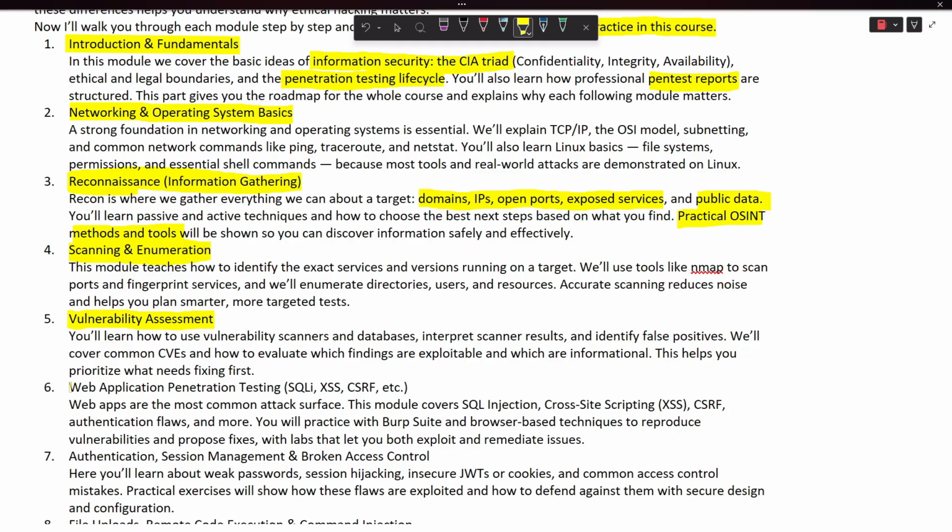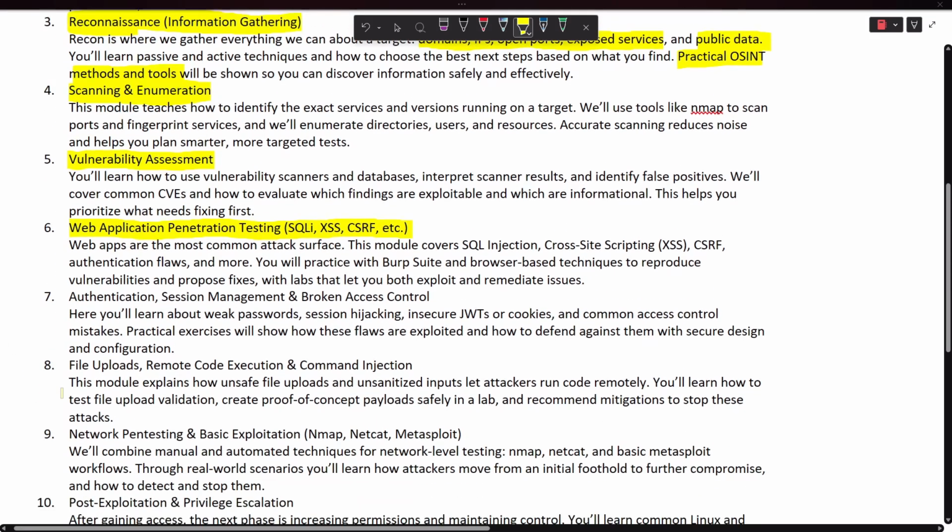Then we will be covering web application penetration testing. In web application penetration testing, I will be teaching you SQL injection, XSS, CSRF, and so many other vulnerabilities, authentication flaws, and we will be learning about Burp Suite, how you can use Burp Suite in order to find vulnerabilities, and then we will be learning its exploitation. Okay, so many things are involved.